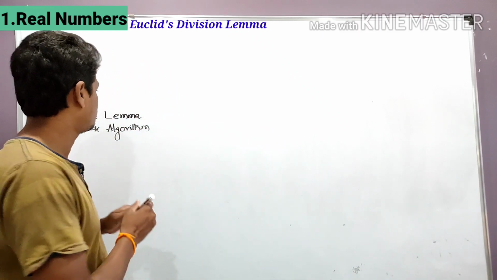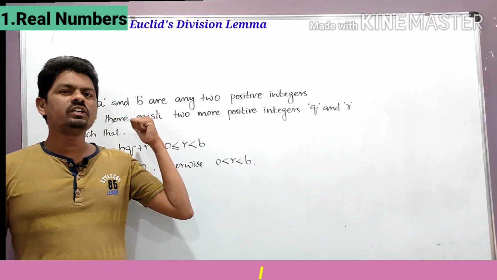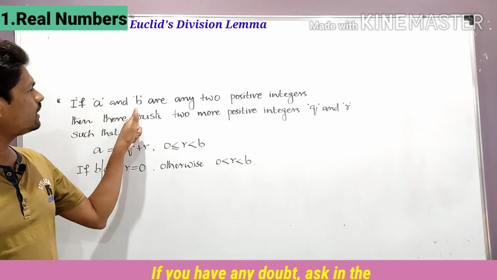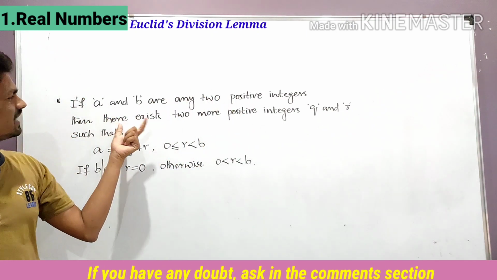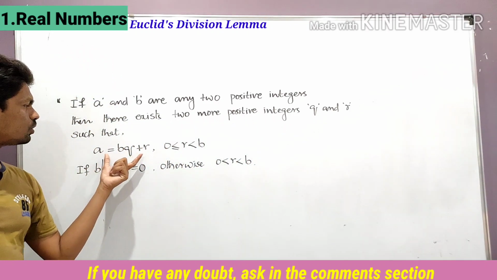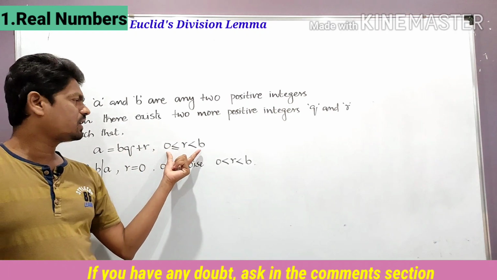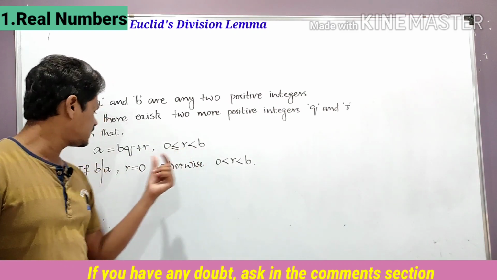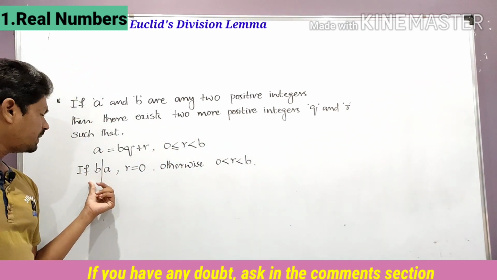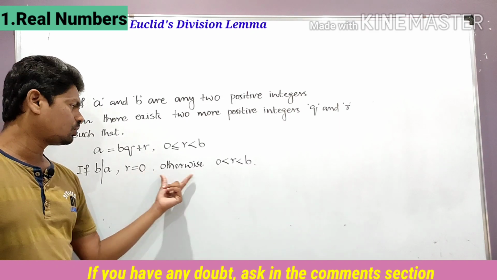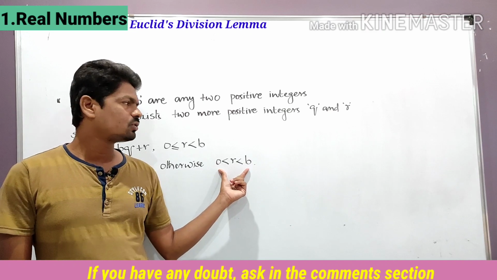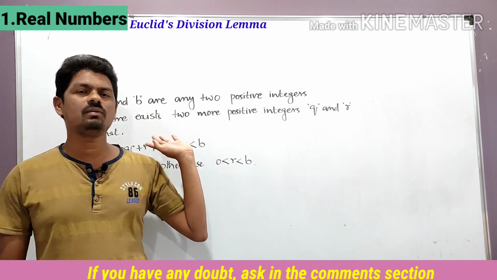This is the statement of Euclid's division lemma. If a and b are any two positive integers, then there exist two more positive integers q and r such that a = b × q + r, where 0 ≤ r < b. Here r is a remainder. If b divides a, then r = 0, otherwise r lies between 0 and b. This is the condition.